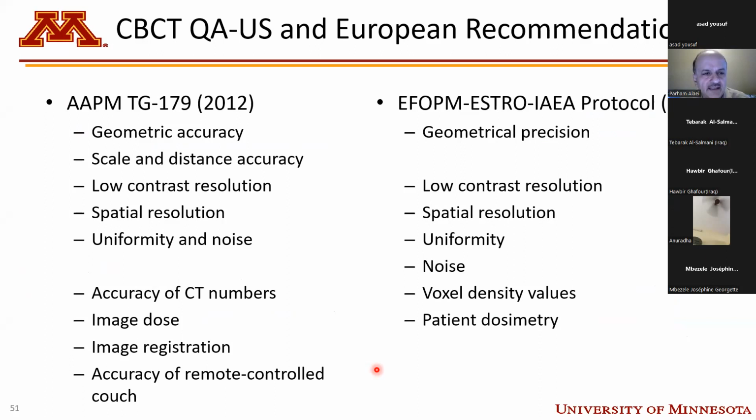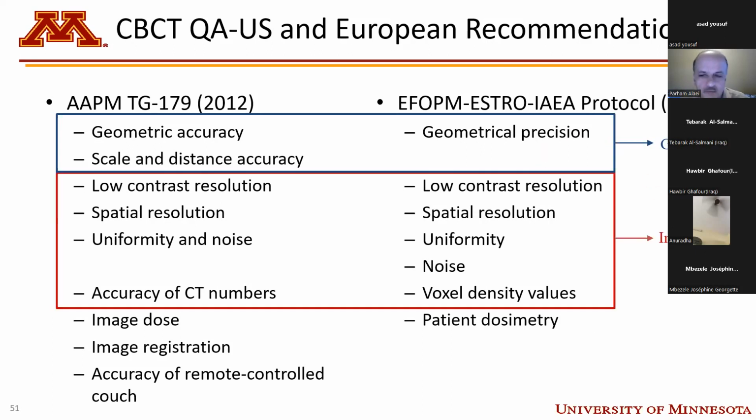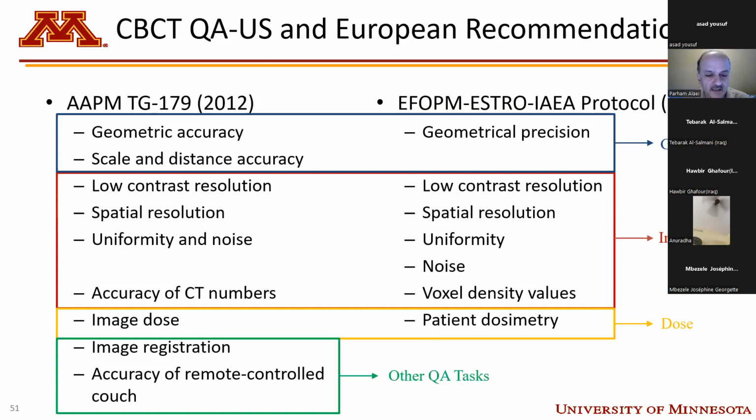So if we look at the top, there are items on the TG179. Again, these are geometric accuracy, geometric precision. The verbiage is different, but it's the same thing. So the first group is geometry. Next is the image quality tests. Next one is the image dose. And then the last group is the other QA tasks, the image registration, accuracy of the remote controlled couch. These are related to IGRT, obviously, but they are not physical tests of the unit, of the integrity of the unit.